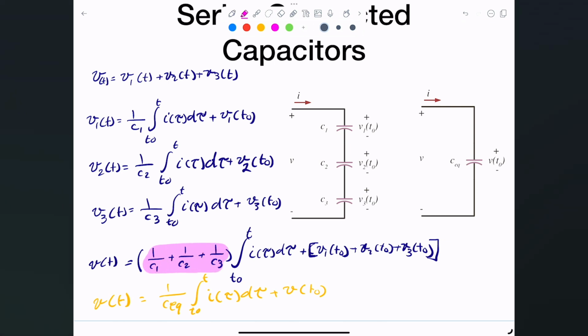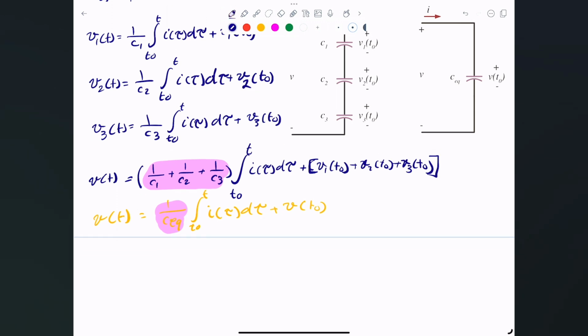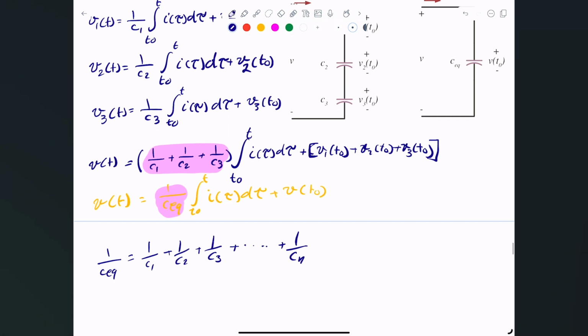If you compare these to that, you will end up with the rule of how we combine capacitors in series. So for capacitors in series, 1 over C equivalent equals 1 over C1 plus 1 over C2 plus 1 over C3. And if you have more, all you have to do is just basically take the reciprocals and add them. And similarly, we can compare this V(t0), 1, 2, 3 to this V(t0), and you will realize that the initial voltage across the equivalent capacitance is just simply the initial voltage across the first one plus the initial voltage across the second one plus V3 of t0 all the way, and if you have several of them, it'll be Vn of t0.